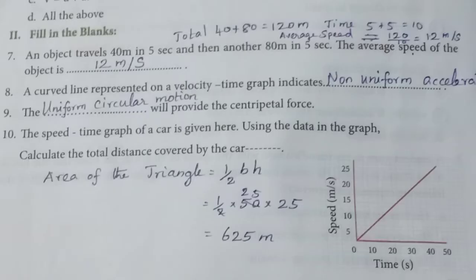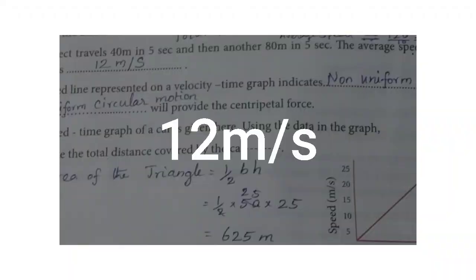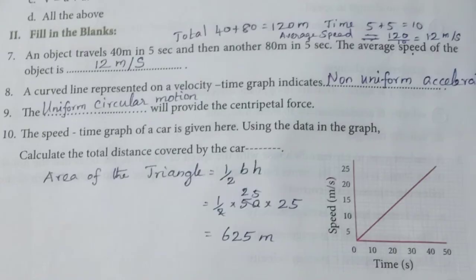Fill in the blanks. 7. An object travels 40 meter in 5 seconds and then another 80 meter in 5 seconds. The average speed of the object is dash. Total distance 40 plus 80 is equal to 120 meter. Time 5 plus 5, 10 seconds. So average speed is equal to 120 by 10 is equal to 12 meter per second. So the answer is 12 meter per second.